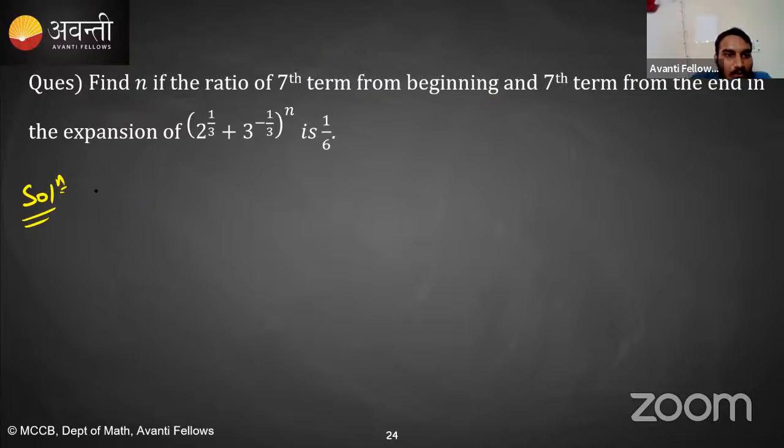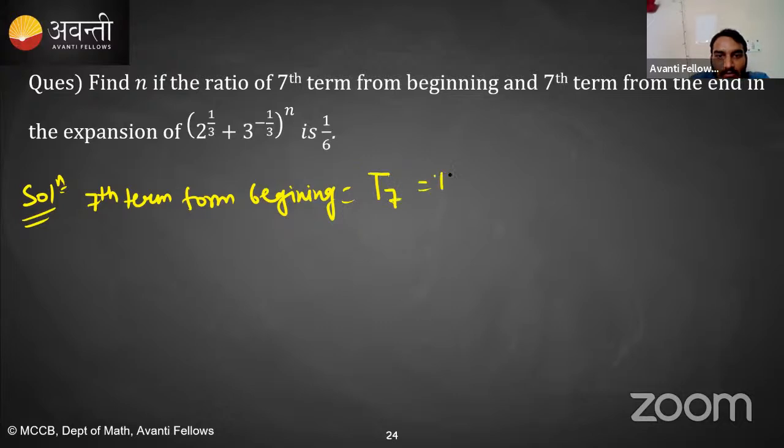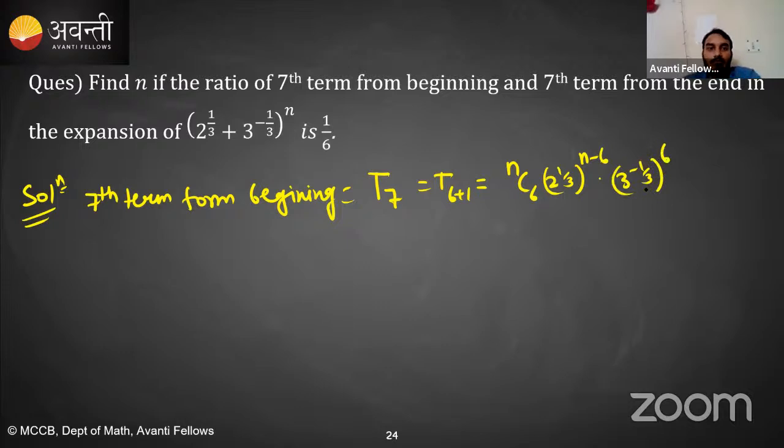First of all, the seventh term from the beginning. Let's call it T7, which is equal to T(6+1), which is nothing but nC6 x^(n-6) y^6, where x is 2^(1/3) and y is 3^(-1/3). So that is the seventh term from the beginning.